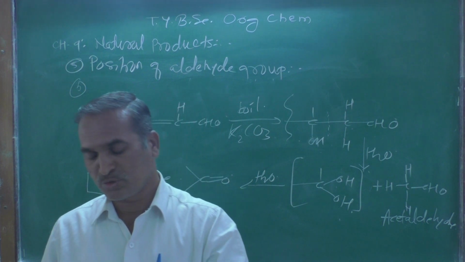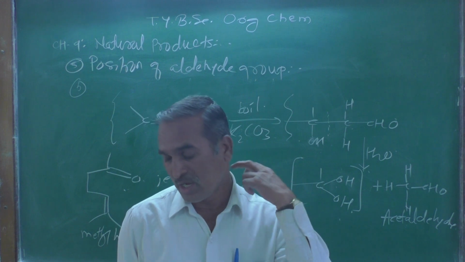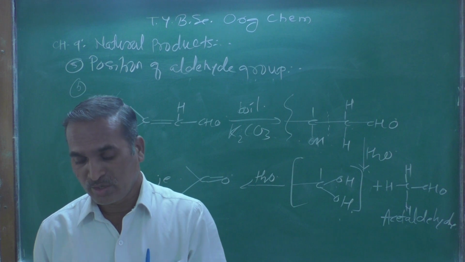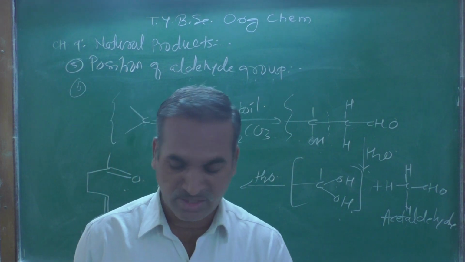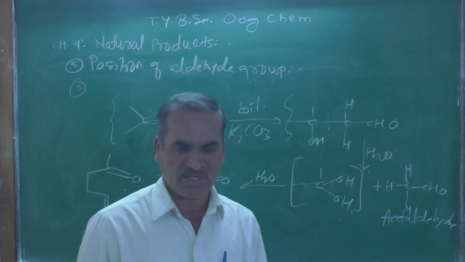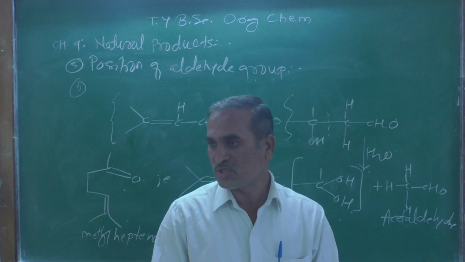So I think this is the way of explaining this point, the nature of the oxygen atom. We have seen the position of the aldehyde, where that aldehyde group is present, and then in the next lecture we are going to learn where the carbon skeleton is present in citral, and the rest of the points we will discuss in the next lecture.